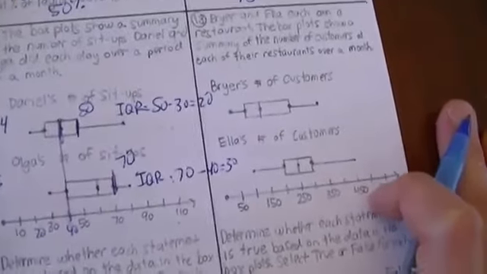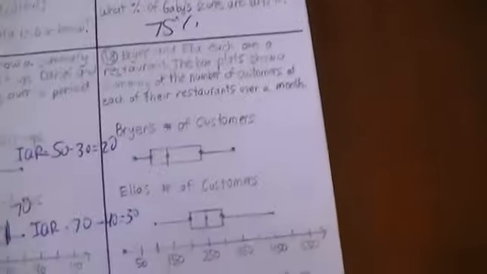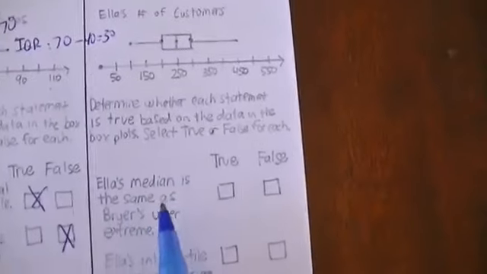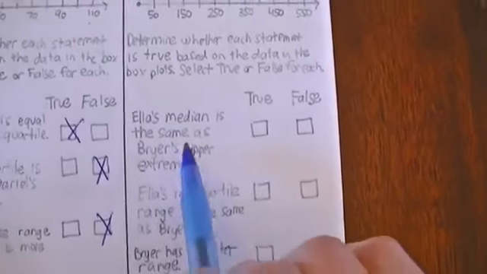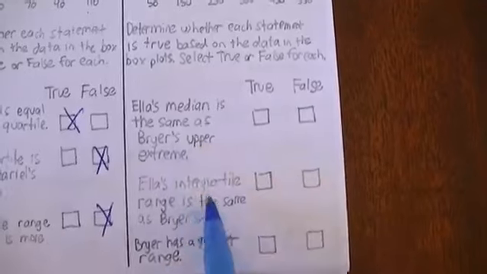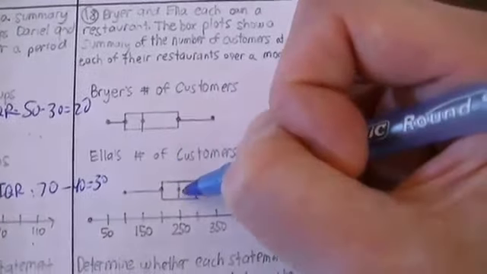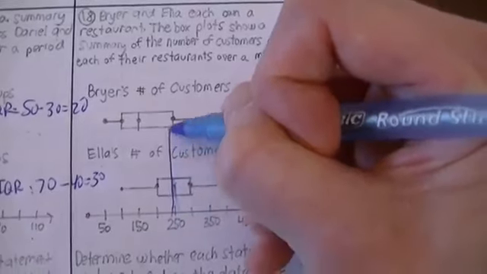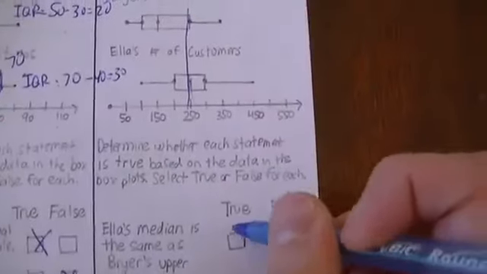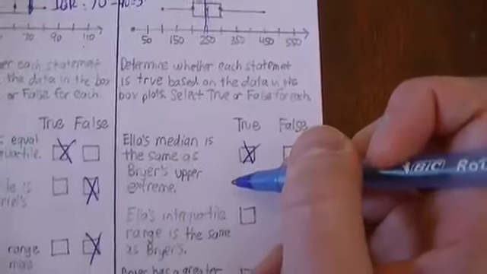This shows Briar and Ella's number of customers in their restaurants, and I can see that we need to look at the median and upper quartile. So Ella's median is the same as Briar's upper quartile. Let's find Ella's median. There's Ella's median, and it's the same as Briar's upper quartile. That's true.